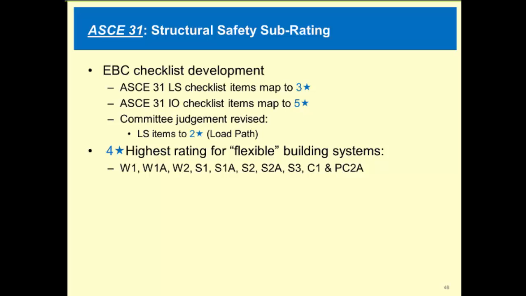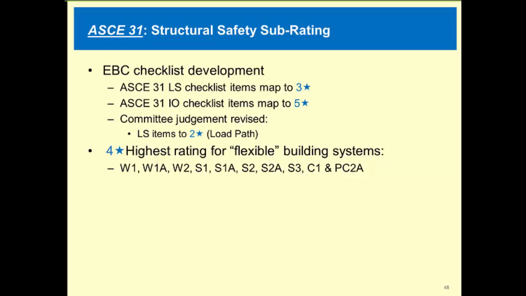Okay, so how do we develop these checklists? I'm going to go into all this information, because if you look in Appendix D, there's a lot of tables. You may be wondering how the committee came up with it. We started out with a first pass of anything in the Tier 1 checklist that was a life-safe item. We said that item was required to get at least a 3-star rating for your building. And we did the same thing for anything that was an IO type of checklist item. We said that you need that to at least get a 5-star rating.